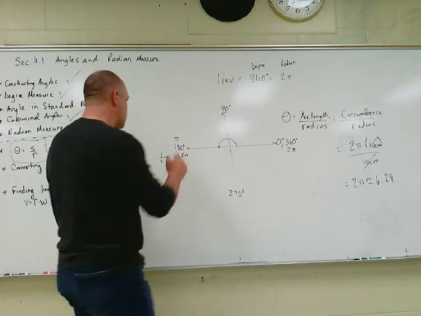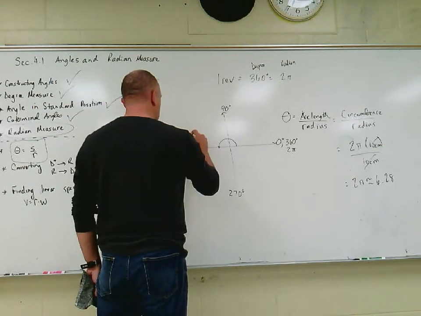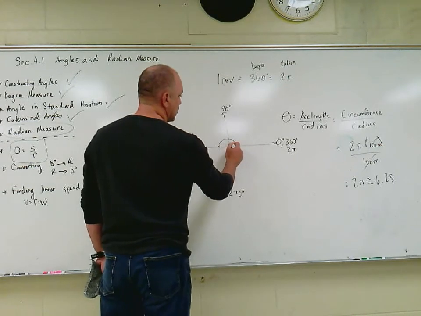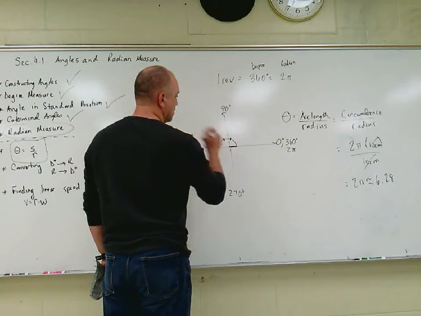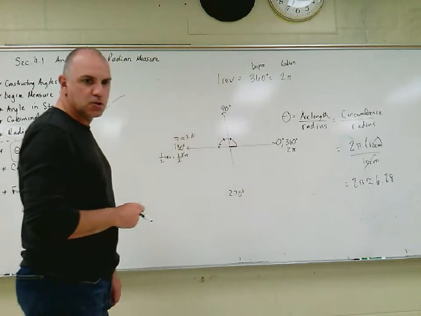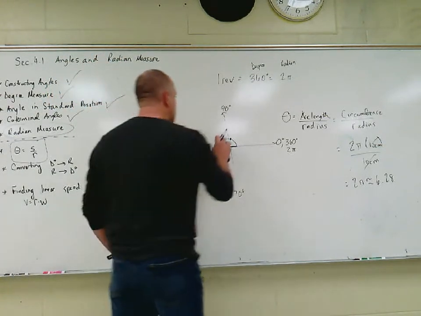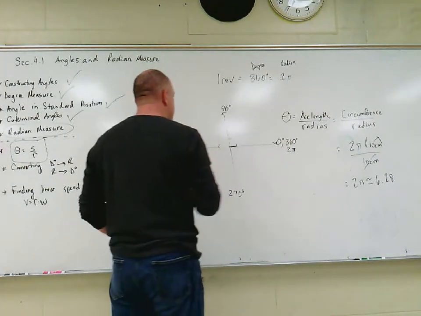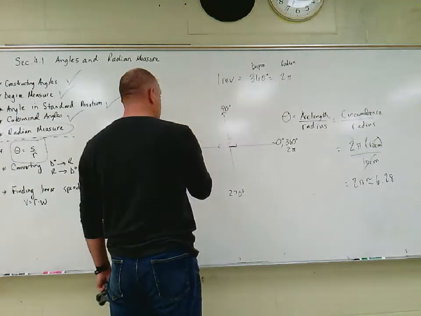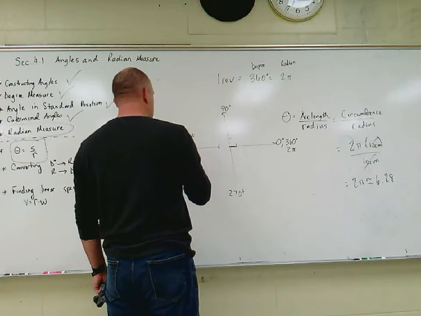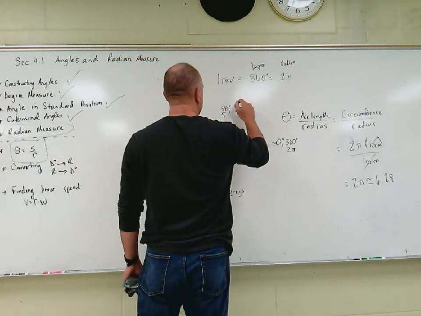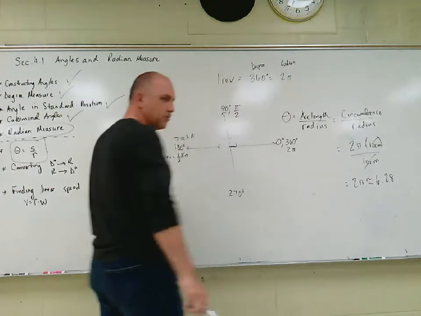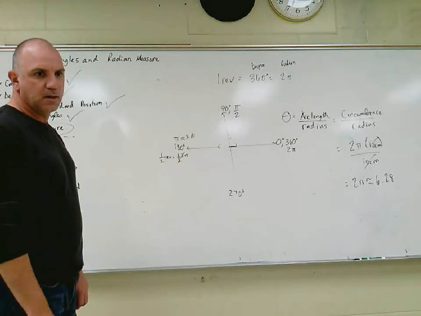So pi is approximately 3.14. That means that if you were to look at this as your radius, 1, 2, 3, a little bit more than 3 radii should fit along that arc. All right? So let's keep going with that. 90 is half of 180. All right? So since this is pi, half of that is pi over 2. That should be pi over 2 radians, all right?